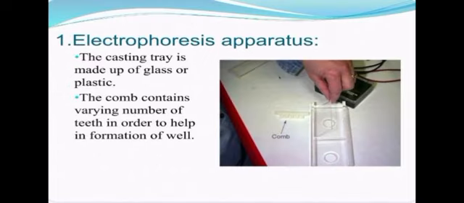First, electrophoresis apparatus. The casting tray is made up of glass or plastic. The comb contains a varying number of teeth in order to help in formation of wells. That is the electrophoresis apparatus.